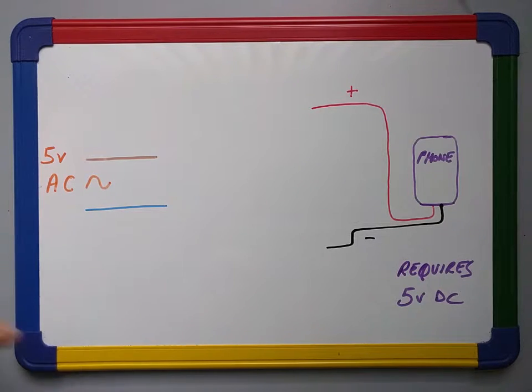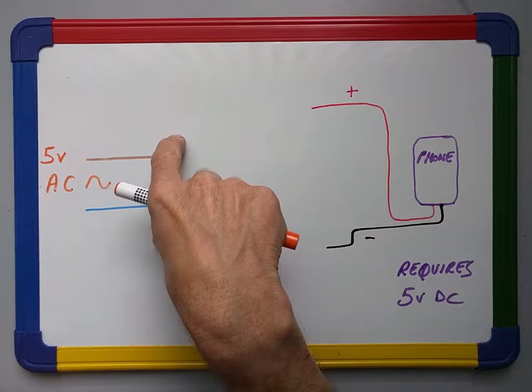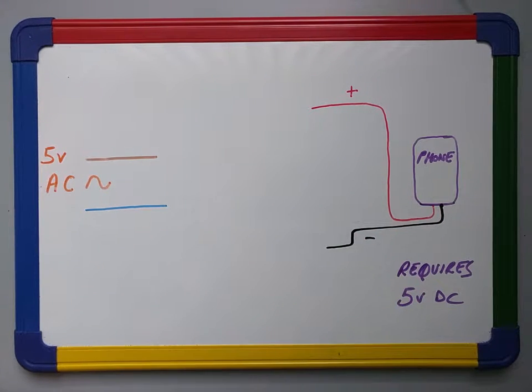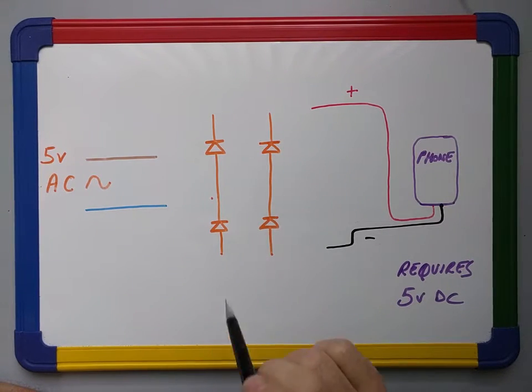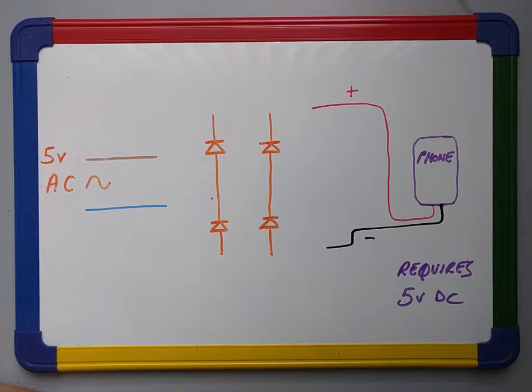So let's see what we have here. On this side we've got a 5-volt supply, AC, and over here we've got your mobile phone. Your mobile phone wants to charge off a 5-volt supply, but it wants to charge off a DC supply. So in the middle here we need some way of converting AC to DC. So what we do is we connect 4 diodes like this, 2 pairs, 2 diodes on a line here, 2 diodes on a line here, and then we wire them up in a clever way.